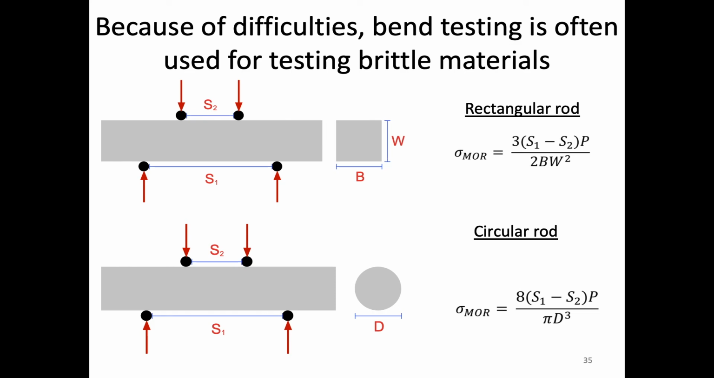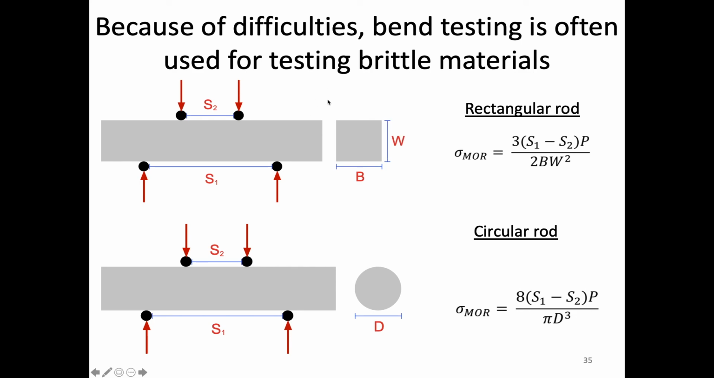But this is a way in which we can apply a bending moment to the material. This is a mixed stress state where we have compression and tension. So it's not pure tension, pure compression. It's a mixture. It's a bending moment. But we're able to calculate a stress at which the material fractures. And so this is one way we can measure the strength in bending of these materials.